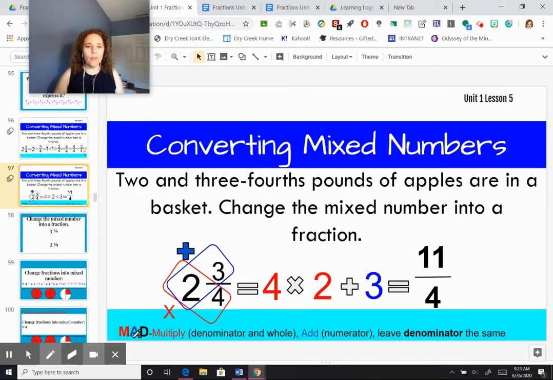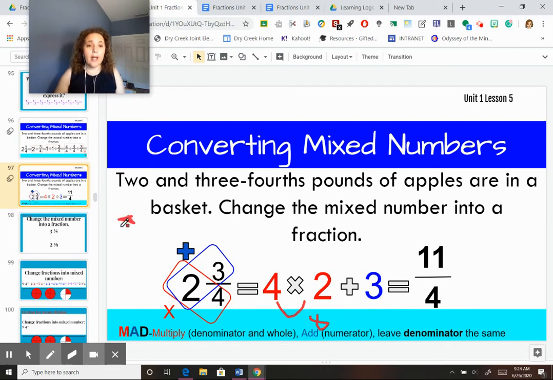Okay, so multiply. We're going to multiply the denominator and the whole. So notice what I did here. I grouped them so it made it a little bit easier for you to see. So I'm going to multiply the denominator and the whole. 2 and 4. 2 times 4 makes 8. And then I'm going to add my 3, my numerator. 8 plus 3 is 11. 11 out of 4. This is the way I like doing it. And this is the way that it's going to be way faster, way easier.